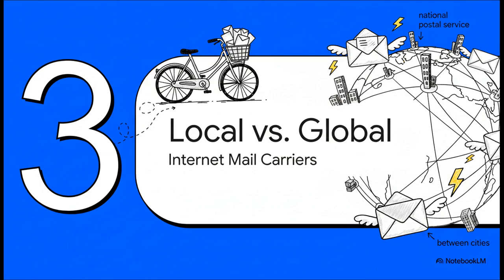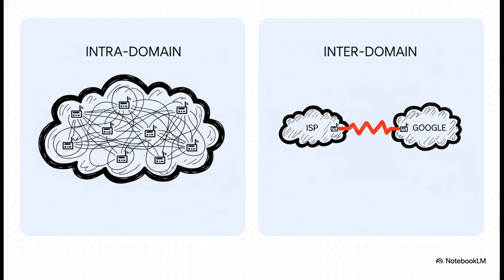Okay, for part 3, let's talk about a really important difference. Think about it. There's a big difference between your local mail carrier, who knows every single street in your town, and the National Postal Service that just moves mail between big cities. The internet works pretty much the same way. So we have 2 types of routing, intra-domain and inter-domain. Intra-domain is like routing inside a single network, say your university's campus network. Inter-domain is the cross-country road trip, moving data between huge networks, like from your internet provider over to Google's network.